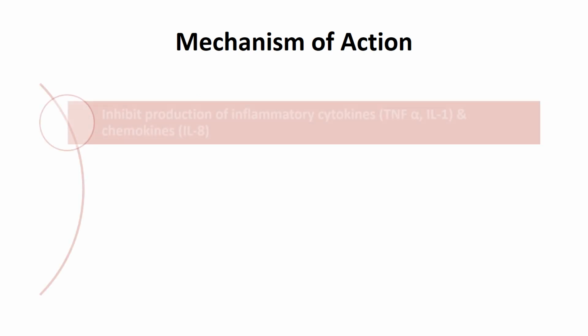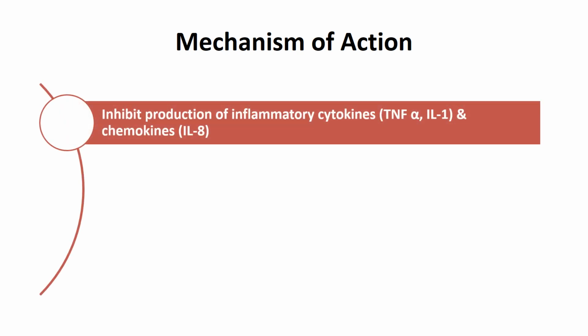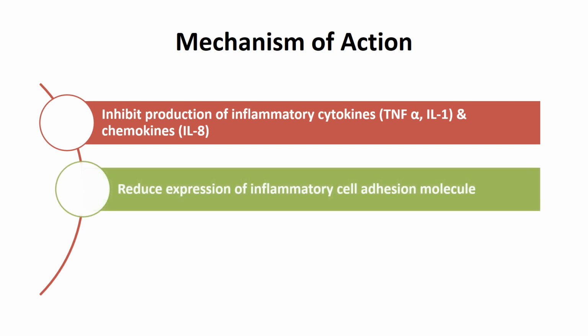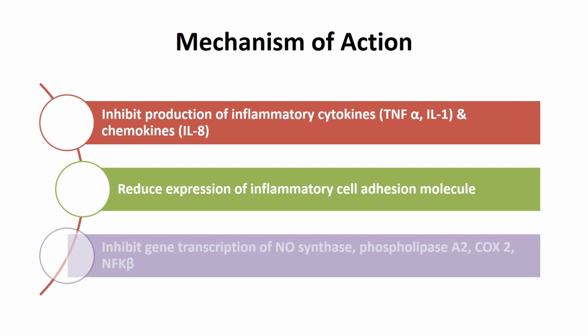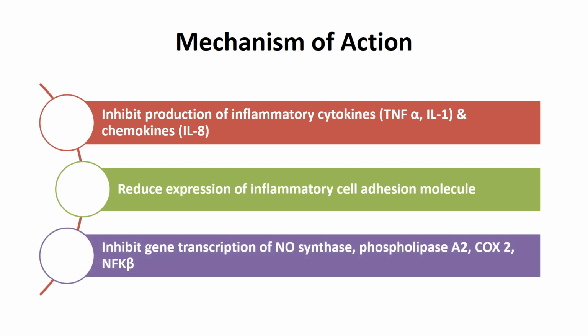The mechanism is suppressing the immune activities, mainly by 3 mechanisms. They inhibit the production of inflammatory cytokines like TNF alpha, interleukin 1, and also chemokines like interleukin 8. They reduce the expression of inflammatory cell adhesion molecules. They also inhibit the gene transcription for nitric oxide synthase, phospholipase A2, COX-2, and NF-kappa B, or nuclear factor kappa B. So this is the main mechanism of glucocorticoids.